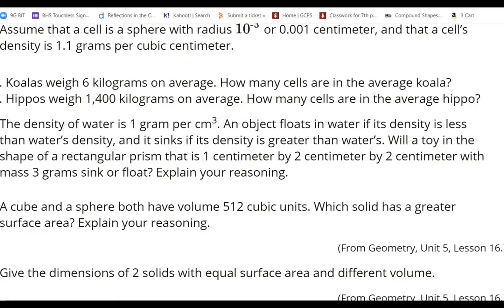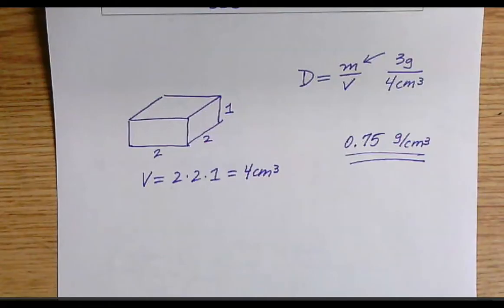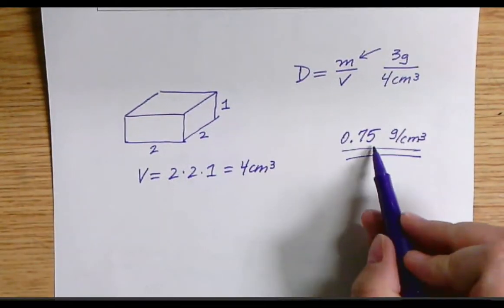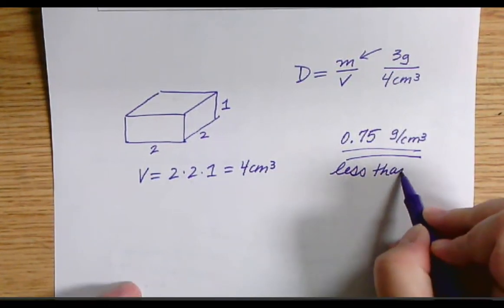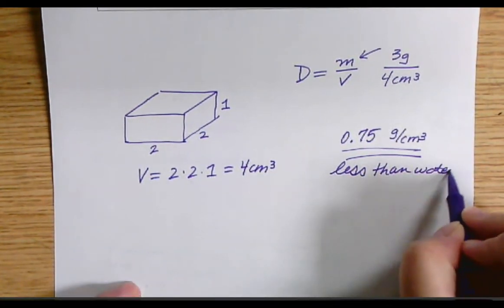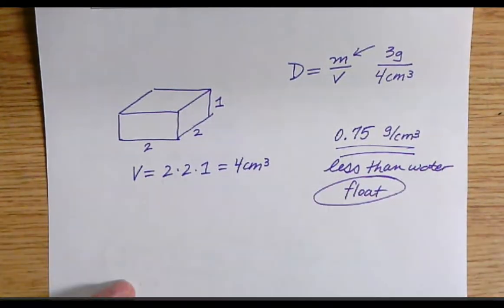The density of water, and I've gotten back, I was trying to show just this problem, but you can see it right here. The density of water is 1 gram per cubic centimeter. 1 is bigger than this. So this is less than water. So that tells me it's going to float. If we have a density greater than water, we sink. If we have a density less than water, we float.